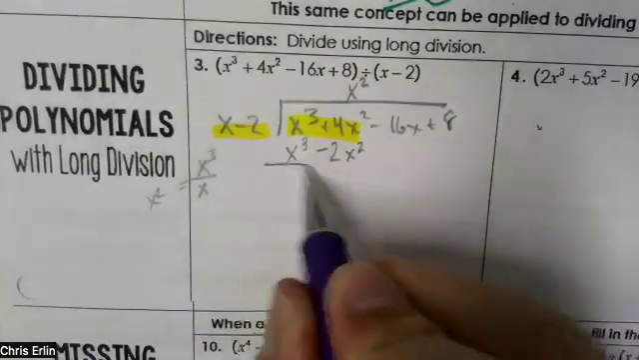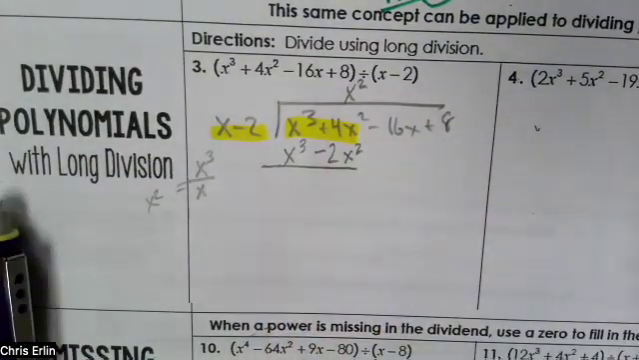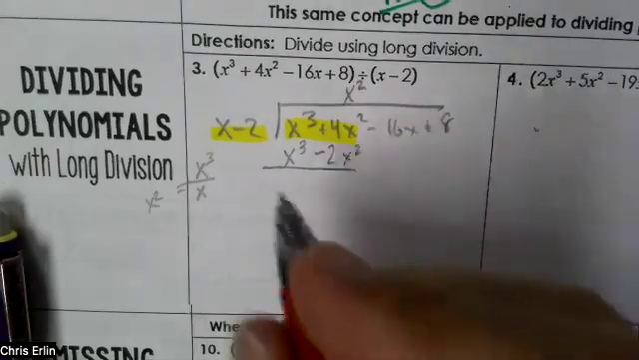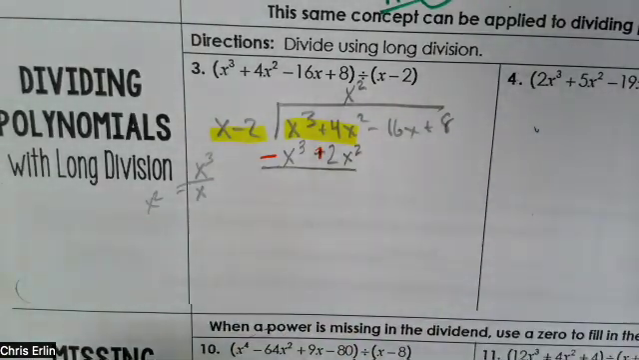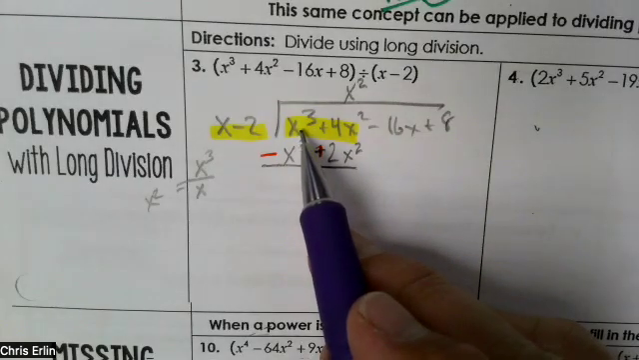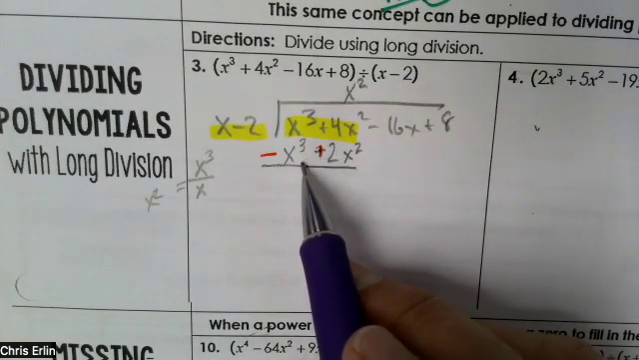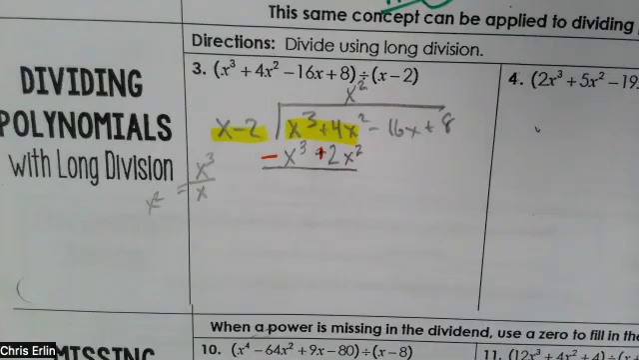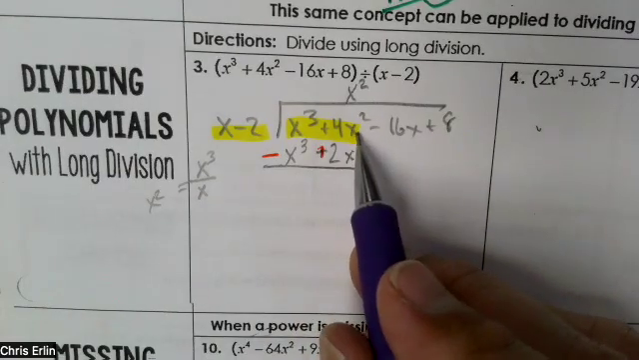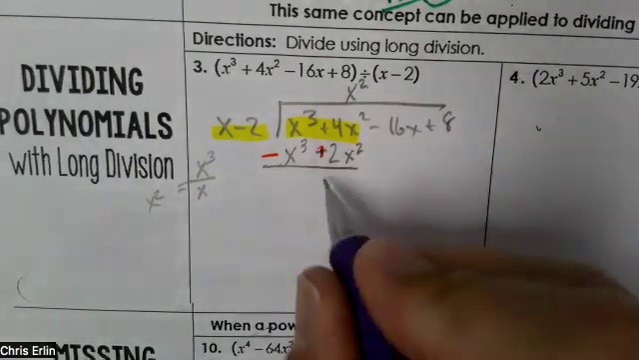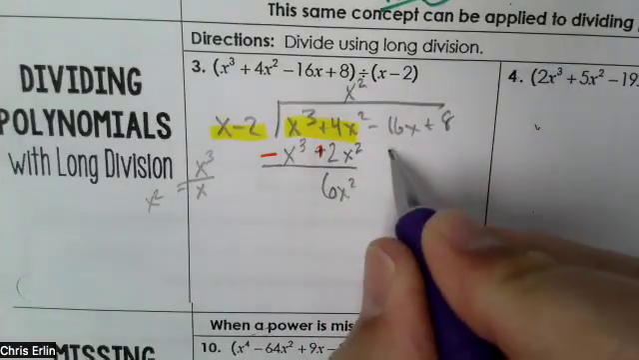And then to see how close I am, what do I do with these two expressions? I subtract them. So I'm going to change the signs on both, and now I'm going to add. What's x cubed minus x cubed? 0. Good. That's what I wanted. I wanted my tens place, my big important ones gone. What's 4x squared plus 2x squared? 6x squared.